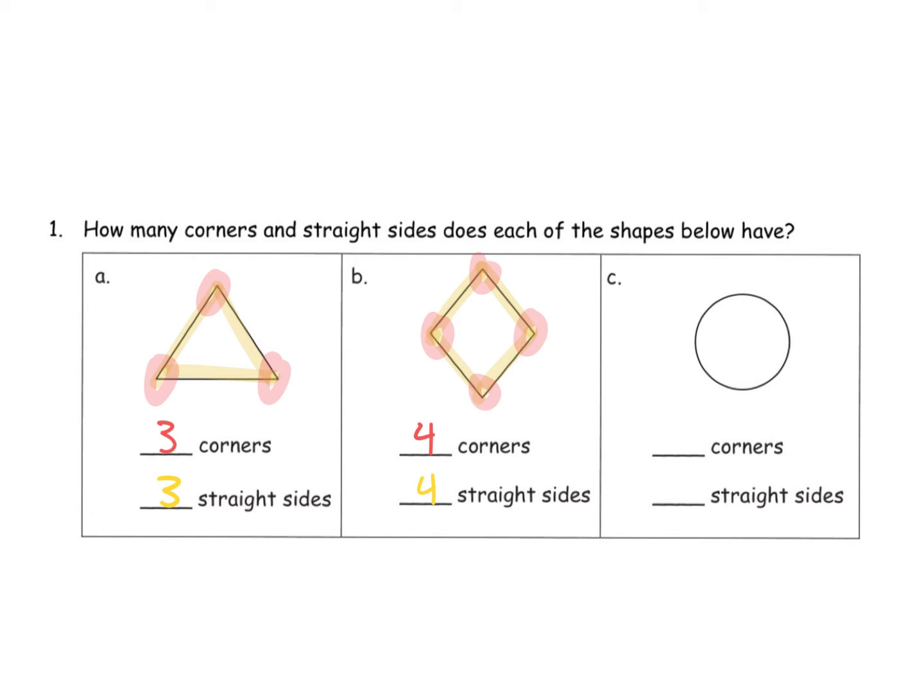The last shape we have is a circle. And if we draw straight lines around our circle like this, we can see that our circle has no straight lines and no corners. So we can write 0 straight sides and 0 corners.